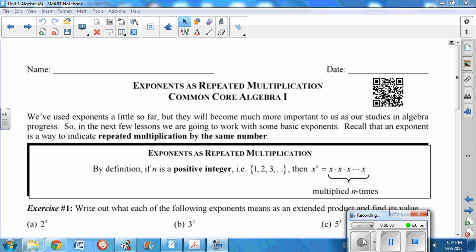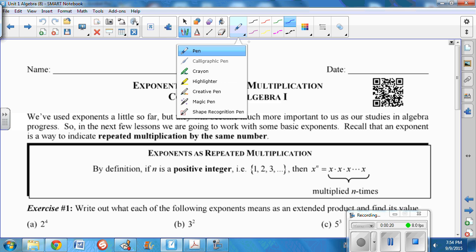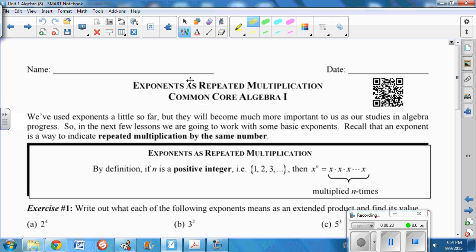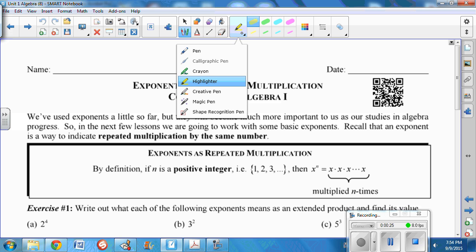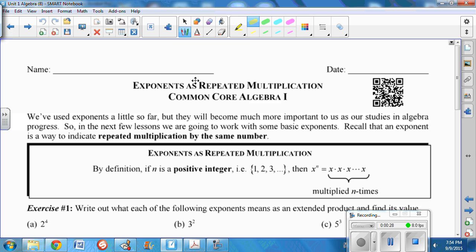Exponents as repeated multiplication. So let's take a look at this exercise. It says we've used exponents a little so far, but they will become much more important to us as our studies in algebra progress. So the key here, and they've already made it bold for us, is that it helps us. Maybe if I could use my highlighter here. Let's see if it'll work. There it goes. Kind of repeated multiplication by the same number.